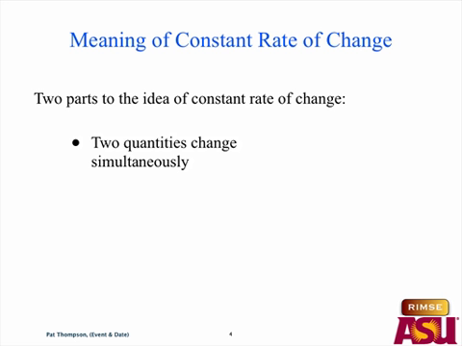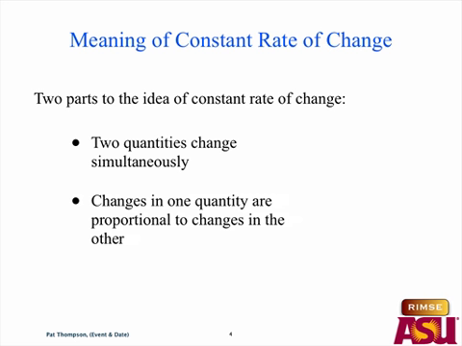Lots of different guesses here. One quantity is proportional to the other. Is that right? Everyone agree? Someone's shaking their head. Changes in the quantities are proportional. The quantities themselves are not necessarily proportional for constant rate of change. Changes in one quantity are proportional to changes in the other. That's different than just the quantities being proportional.